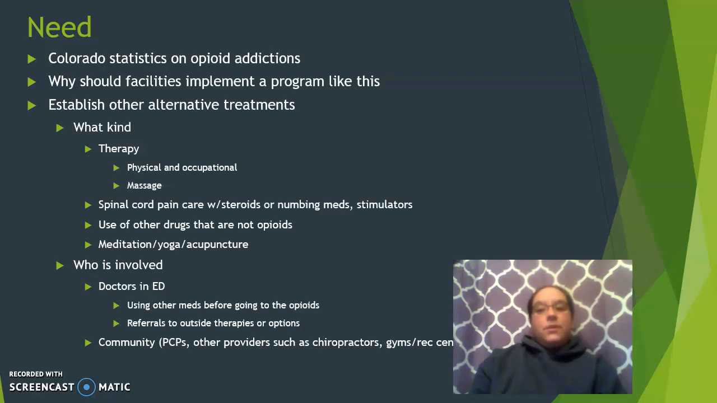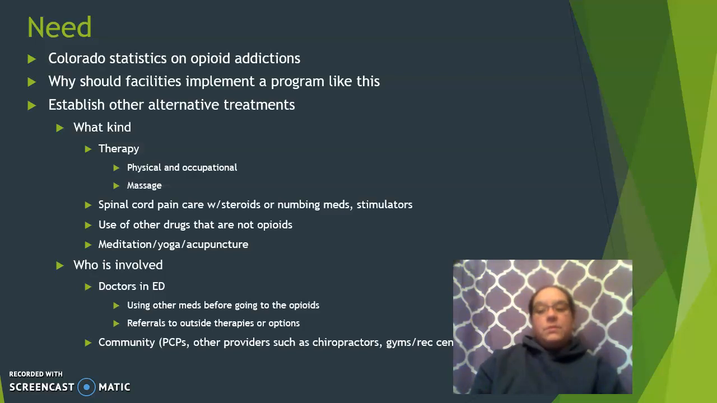Facilities should implement a program like this because there is an evident need to start somewhere to control the access to these drugs. Now you may say that the ED visit is only one visit, but when you have numerous patients who come in the door insisting on using certain drugs to control their pain, then the ED is contributing to the problem. EDs need to be part of the solution.